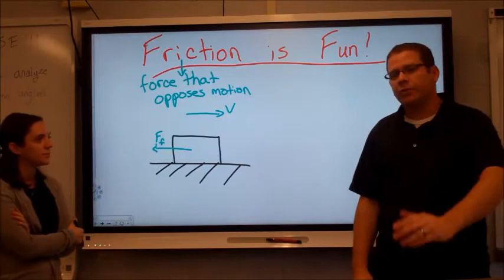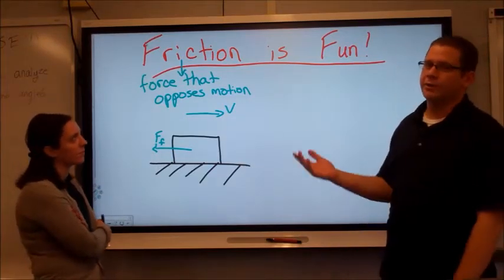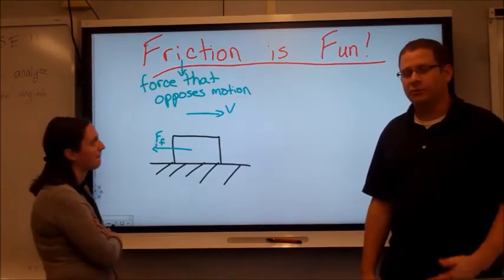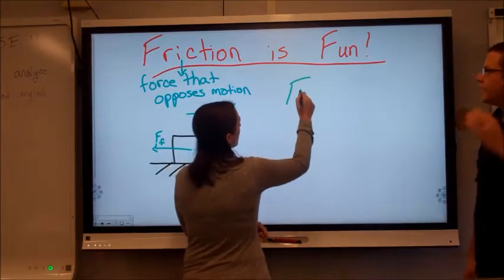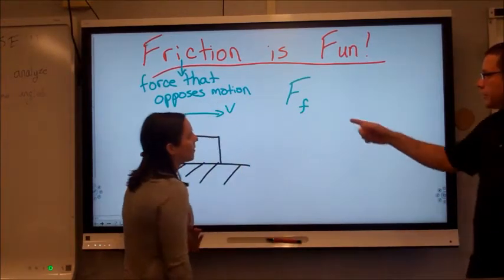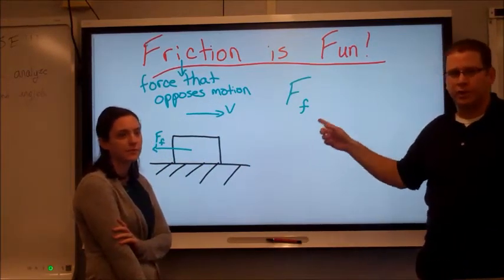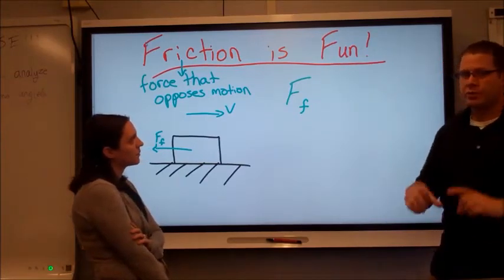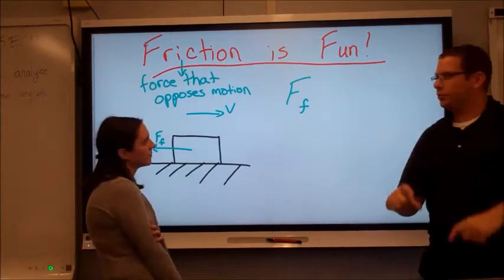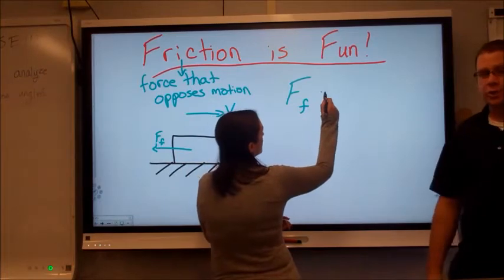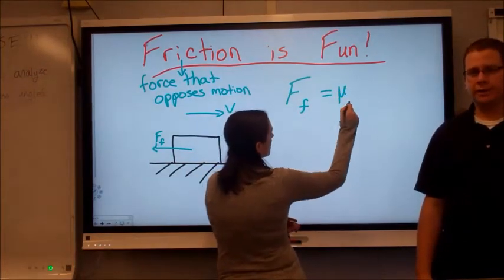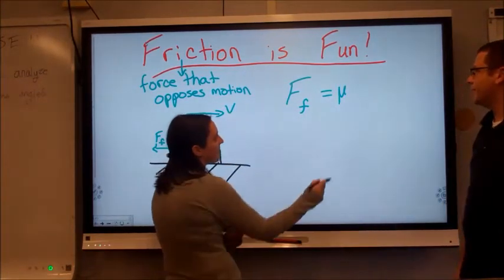Now there is a formula for friction, and it's a really fun formula. So, force of friction. Now, when you write out your force of friction, your little subscript is going to be a script-looking f. Remember, that's a subscript, so it's below the actual big force F. Is equal to mu, yes, mu, times Fn.